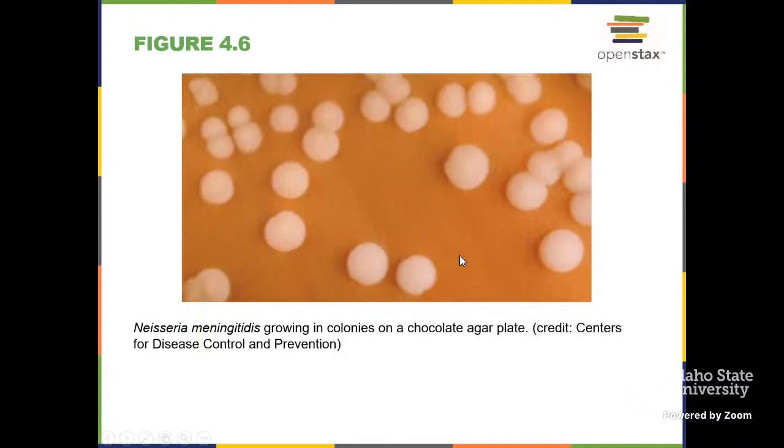So these bacteria, the Neisseria, are a type of gram-negative cocci, and there are a handful of species of Neisseria, some pretty good pathogens like our meningitidis or gonorrhea that causes gonorrhea, both bad news.